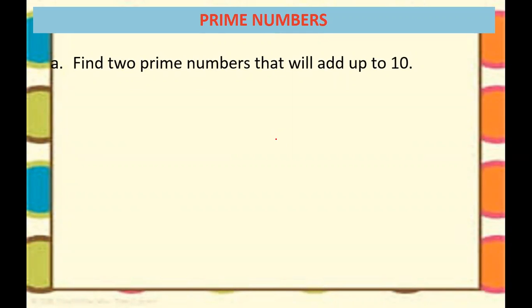Okay, how about here? Find 2 prime numbers that will add up to 10. So we have, the first one will be 3 plus 7. 3 and 7 are prime numbers, so that is correct.